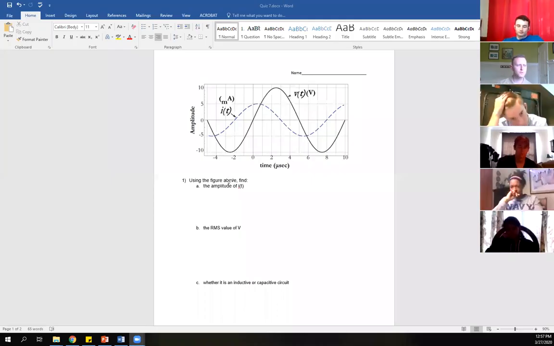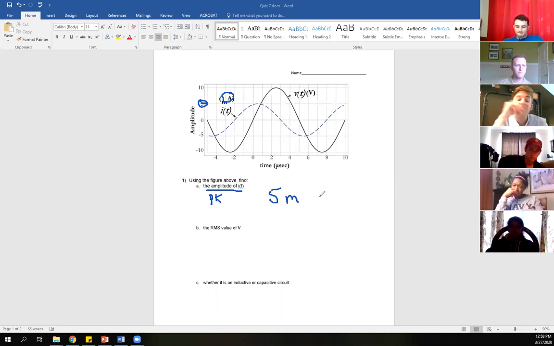Okay, so for this problem, we've been asked to find the amplitude of VI. Amplitude is the peak. So I need to find my I curve and look for the peak. Right there, there's the peak. It is 5. What is my unit? Always remember units. It's given right there as milliamps.